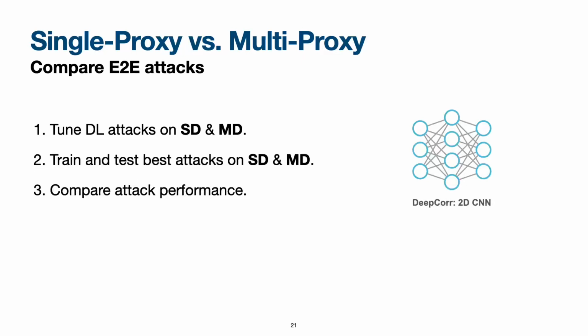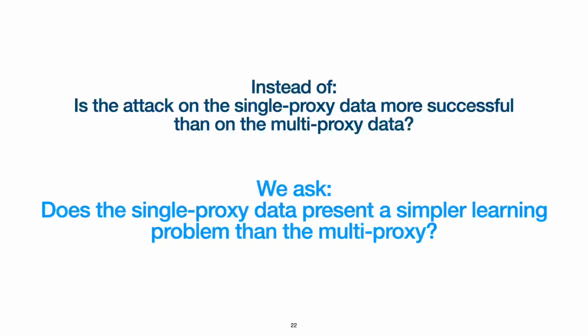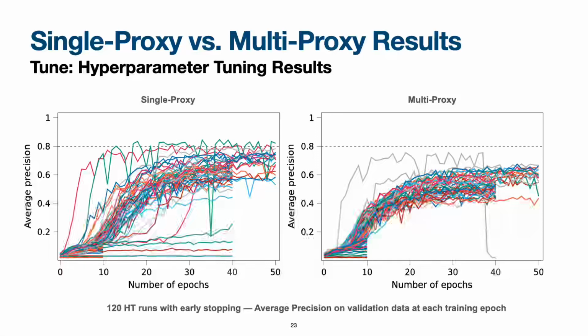What is interesting is that the answer to our research question lies in every step of the attack. If the single proxy setup indeed makes the attack easier, we should be able to notice that at every step. So let's nuance our original research question. Instead of asking if the attack on one dataset is more successful than on the other, we want to find out whether the single proxy data presents a simpler learning problem than the multi-proxy data. So let's now move on to the evaluation results.